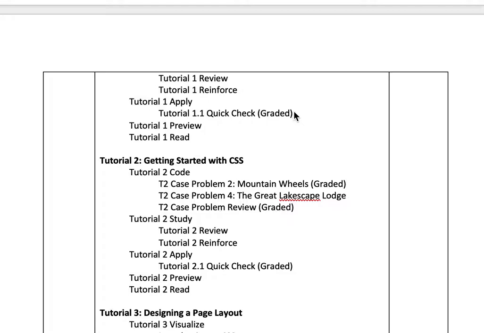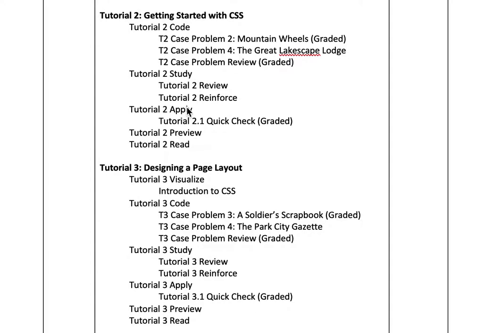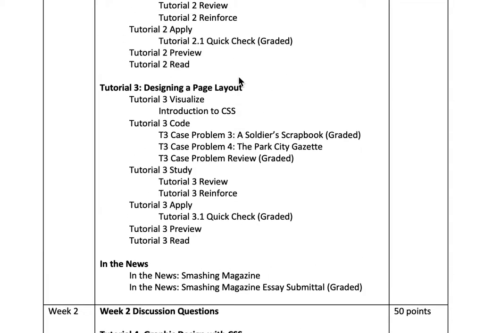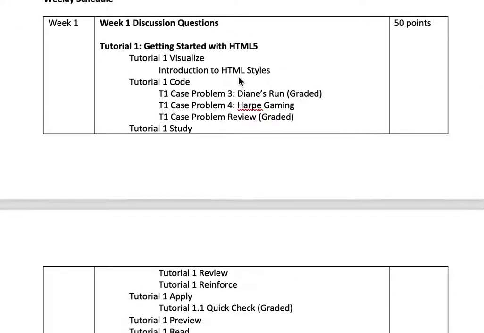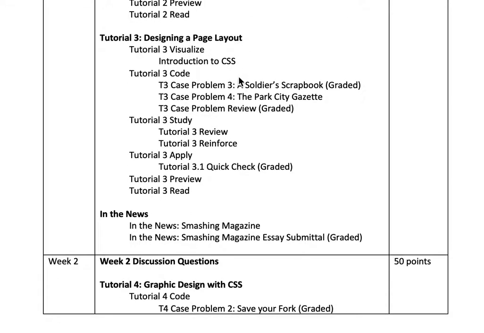So, and there's also a lot of reading and that sort of thing, reflecting. Tutorial 2 is Getting Started with Cascading Style Sheets. That's that very powerful piece of technology from the mid to late 90s. That technology came to fruition, if you will, and is still in use today. And then designing a page layout. So all of week 1, you're getting started with HTML5, cascading style sheets, and the page layout.